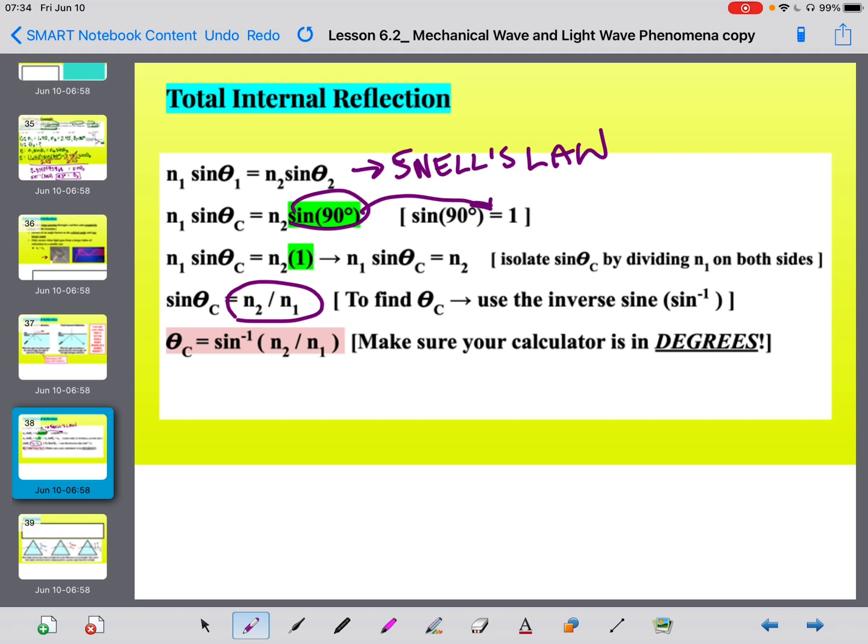To find the critical angle, we use the inverse sine. So here we get our critical angle is equal to the inverse sine of the ratio n2, or your index of refraction of material 2, over n1, material 1. Again, we just plug into our calculator, make sure it's in degrees, and we're all good to go.